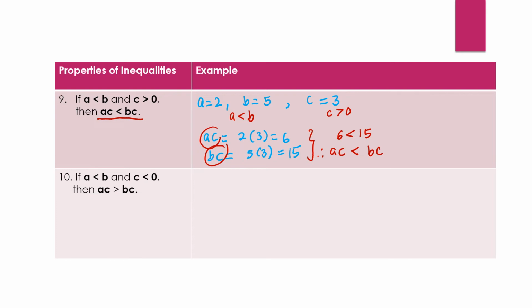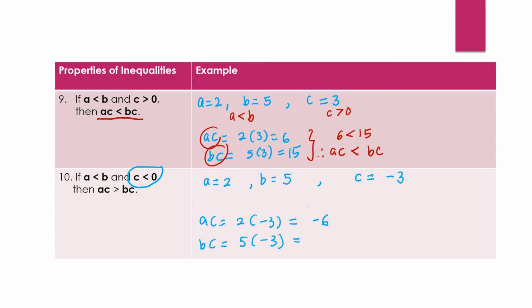Now for the last property, I have A smaller than B, so A equals 2 and B equals 5. This time C is smaller than 0. If C is smaller than 0, it means that C will be a negative number. Say for example it is -3. So now my AC will be equal to 2 times -3, which is equal to -6. And BC is equal to 5 multiplied by -3, which is equal to -15.